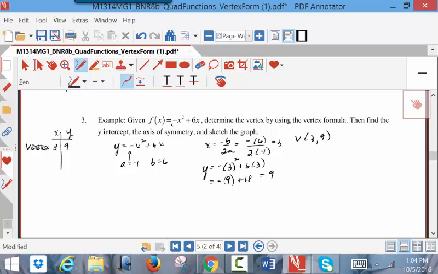Looking at the original equation, it has a leading coefficient of negative 1. So does it open up or down? Opens down. And the axis of symmetry is x equals 3. The equation of a vertical line is always an x equals.